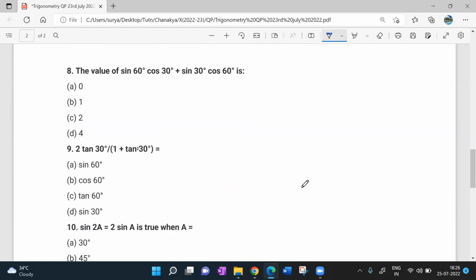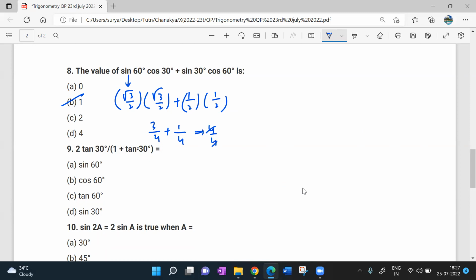The value of sin 60 cos 30 plus cos 60 sin 30. So actually you have the formula sin A cos B plus cos A sin B. The sin A plus B formula answer is going to be 1 directly, but that formula you will be learning in class 12th. Don't worry. Sin 60 is root 3 by 2, cos 30 is root 3 by 2, plus cos 60 is 1 by 2, sin 30 is 1 by 2. So 3 by 4 plus 1 by 4, 4 by 4. Answer is 1.